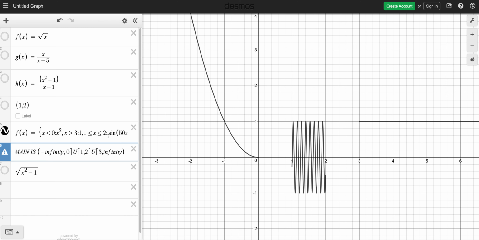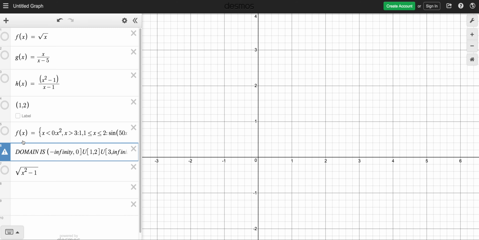Okay. So if I were to say what the domain for this function would be, it's going to be all of these points to the left, then the numbers between 1 and 2, and then the numbers from 3 to infinity. Okay. And now finally, let's look at this last function here.